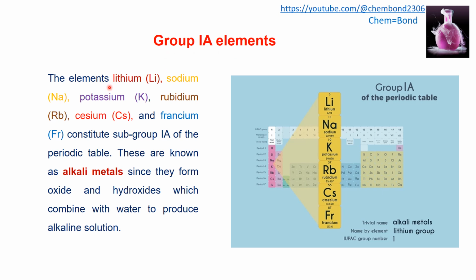Group 1A elements. These elements are lithium, sodium, potassium, rubidium, cesium and francium. These are known as alkali metals because they form oxides and hydroxides, and when these oxides and hydroxides combine with water, they produce alkaline solutions, which means the oxides and hydroxides are alkaline. Here is some information given for this group. The trivial name is alkali metals. Name by element is lithium group. This group is known as the lithium group, and the IUPAC group number is 1A.